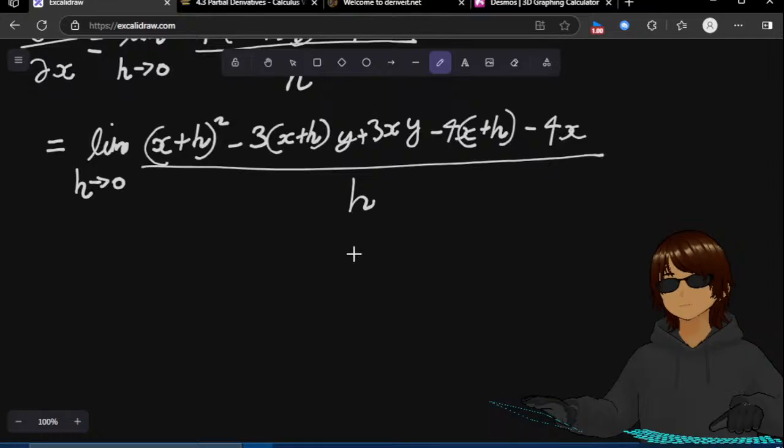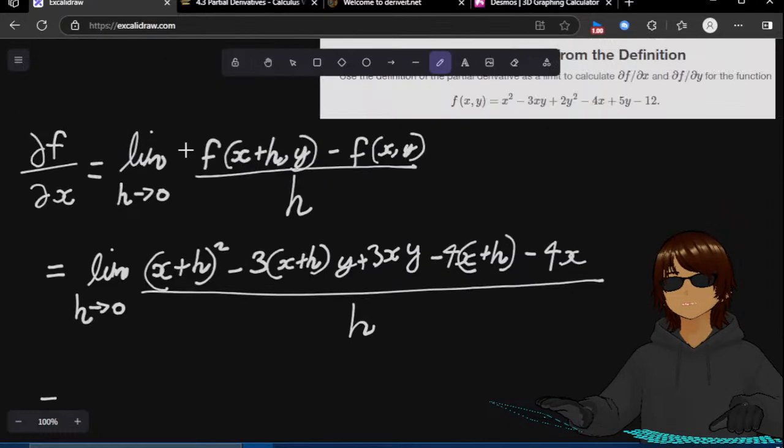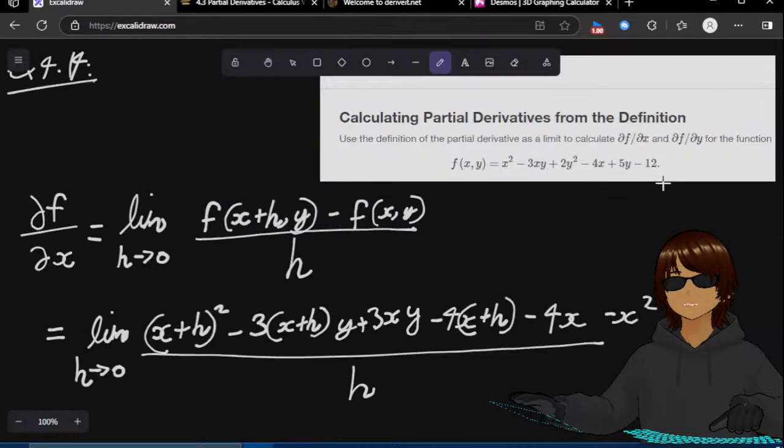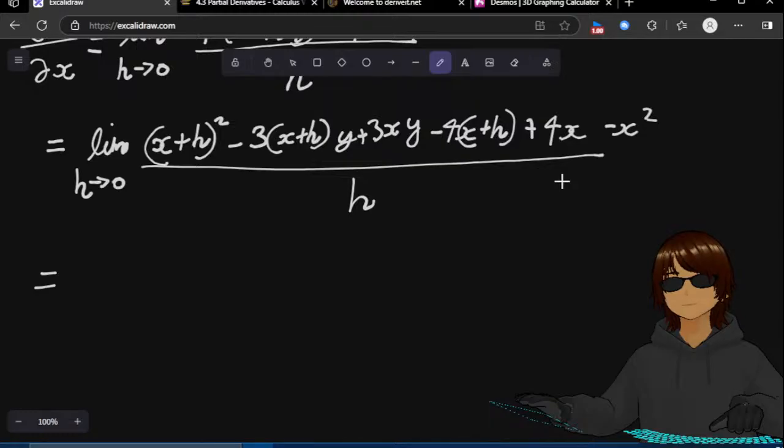Let's see. And what about this? Minus x squared. Yeah, I forgot that. So minus x squared plus 3xy plus 4y. Sorry, plus 4x. Yeah. If we bring h very close to 0, this and this will cancel out.